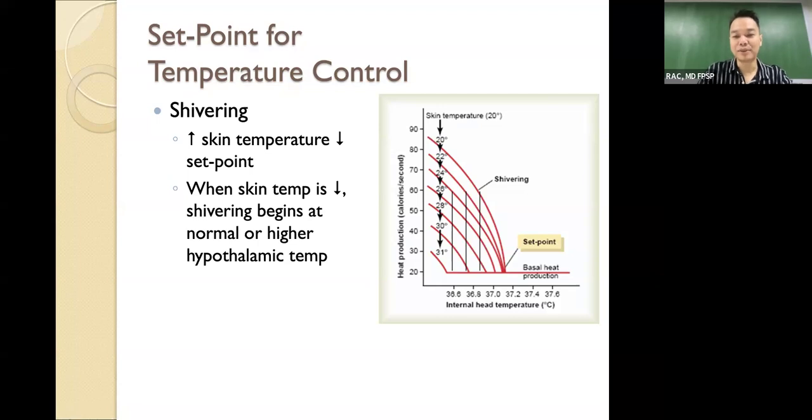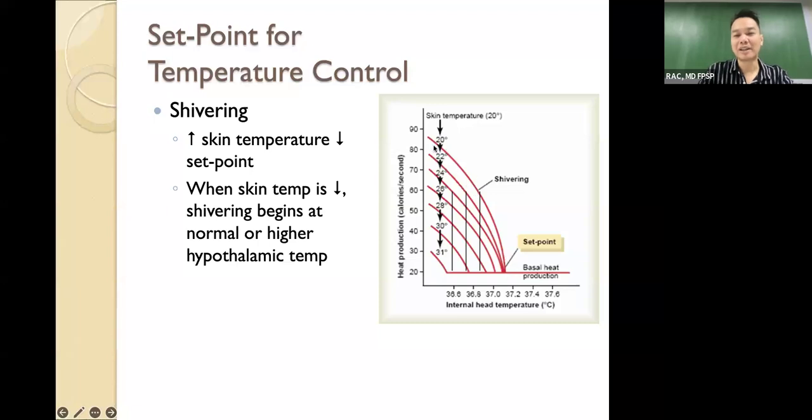So you now produce heat in order to bring the temperature to the set point, 37.1. Now, what happens if the skin becomes colder, let's say 20 degrees? So notice that the set point slightly increases.